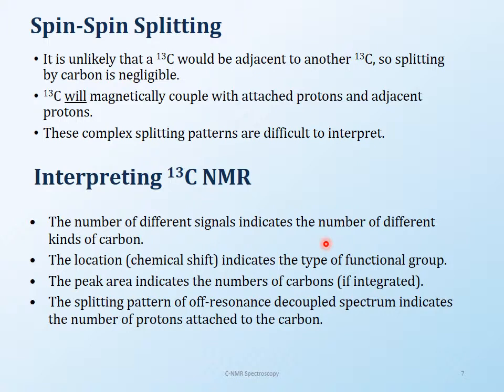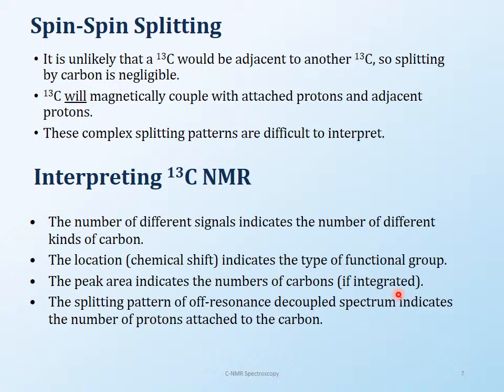So you use the same kind of thinking that you had for proton NMR for carbon-13 NMR also. And the location, the chemical shift, works the same way as we did with the proton NMR, which means that you have the downfield shift and the upfield shift, depending on what functional group you're talking about. The peak areas will indicate the number of carbons in there, so you have to do the integration again, and then you can figure it out.